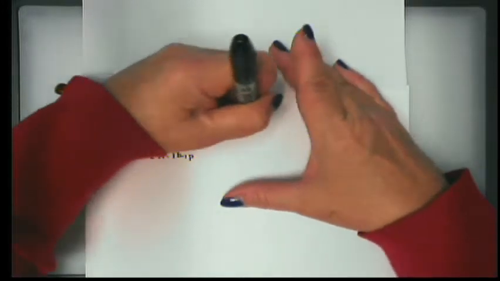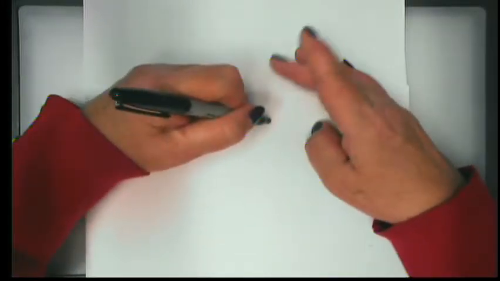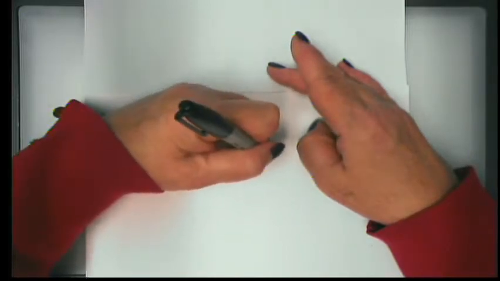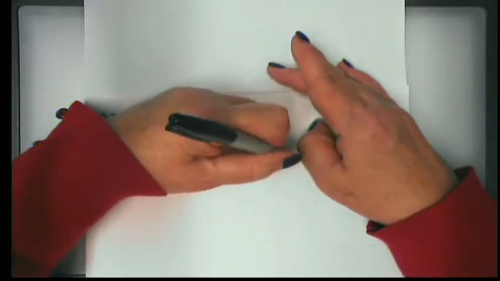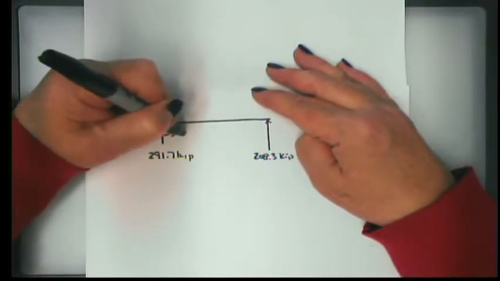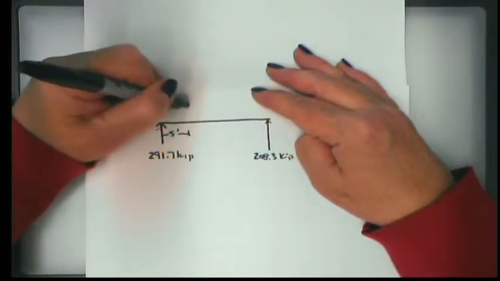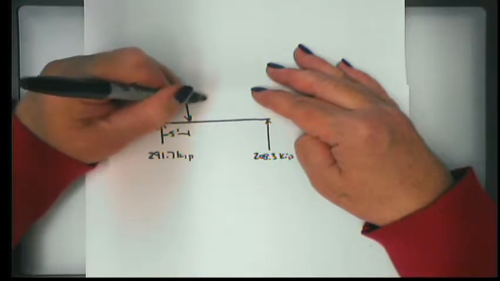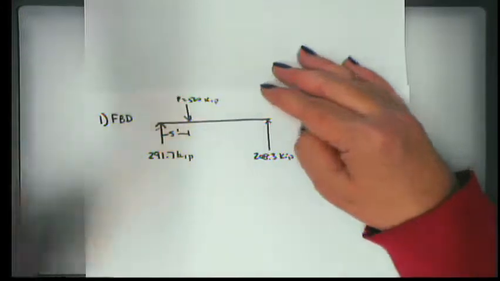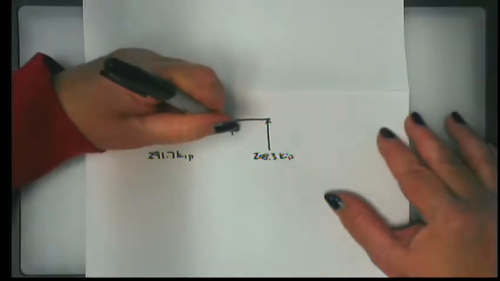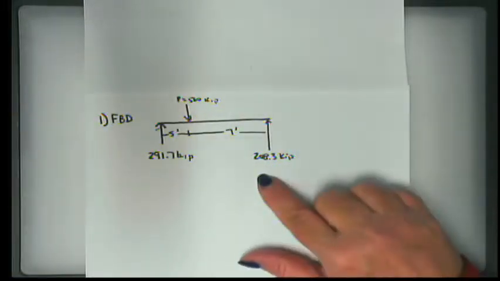Reaction at B is 208.3 kilopounds, and 5 feet in, I have an applied load P of 500 kilograms. Okay. So that is my free body diagram.